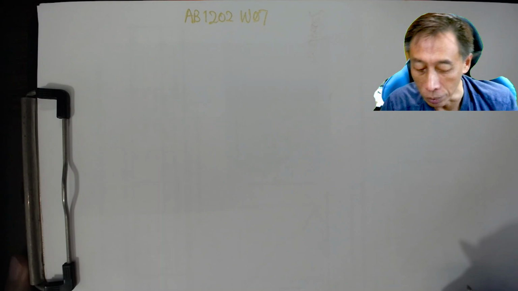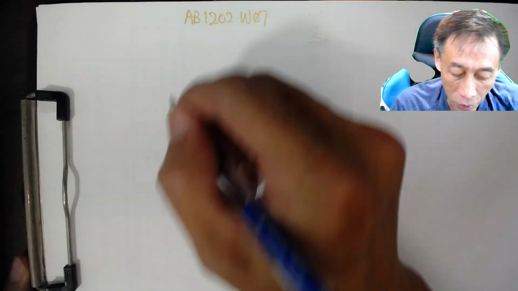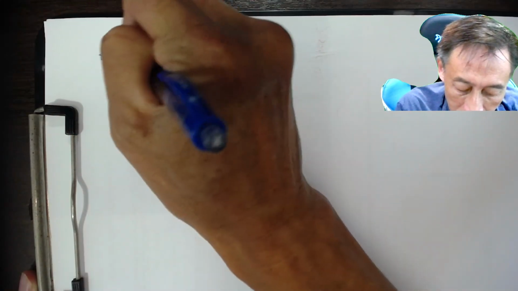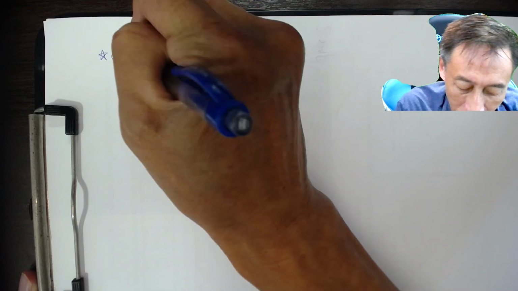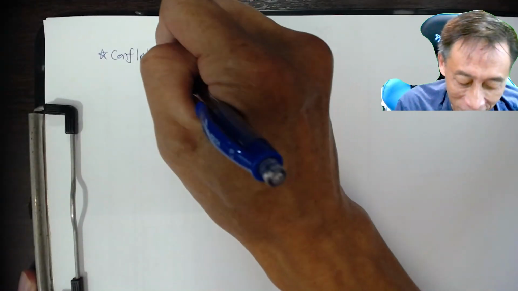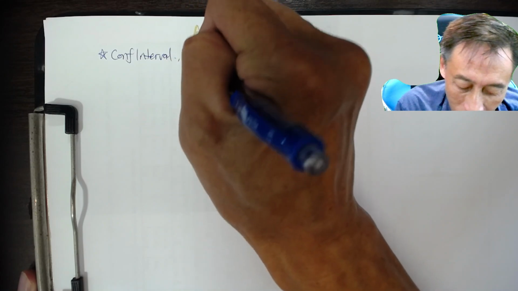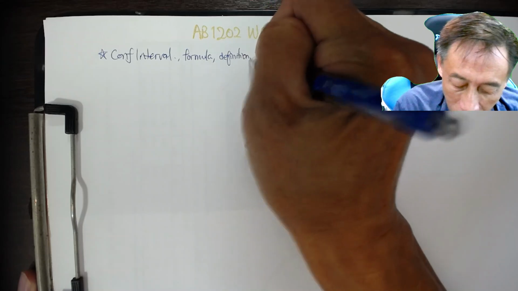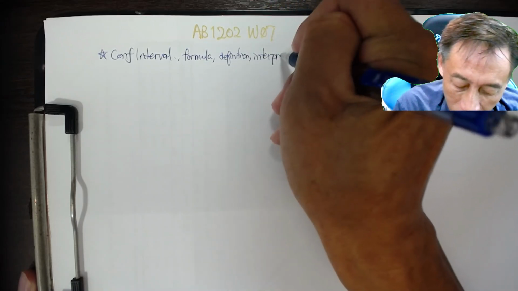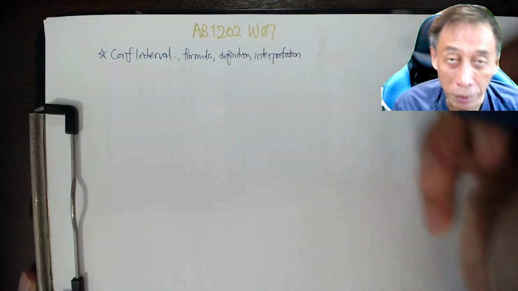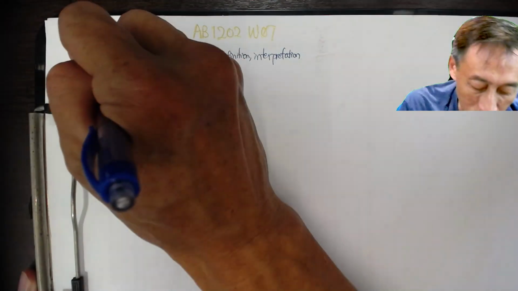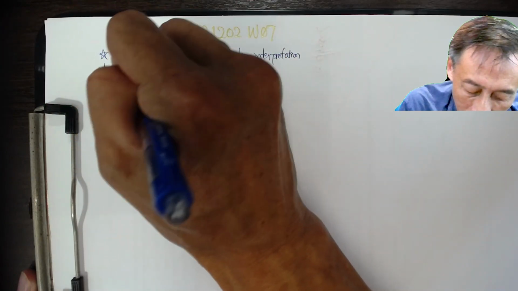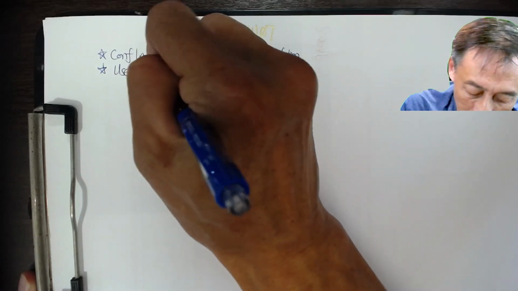Today we want to explore further the concept of confidence interval. So we're going to discuss what is confidence interval, everything about confidence interval, right? It's a formula, definition, interpretation, and various ways to calculate confidence intervals. The main question being, should I use T or Z?